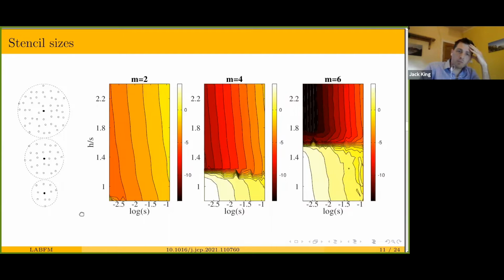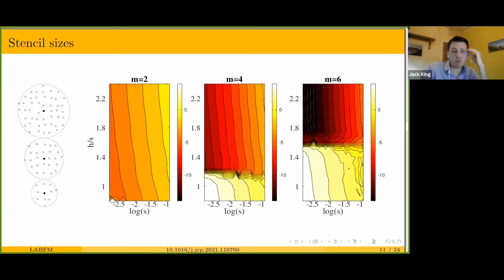So now I'll have a look at the effect of changing the stencil size with LABFM. The color of these plots shows the error with resolution along the bottom and the stencil size up the side. As we move left on one plot, we're going to a finer resolution. As we move up, we're going to a bigger stencil size relative to the node spacing.